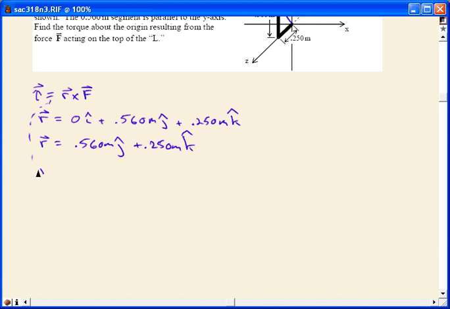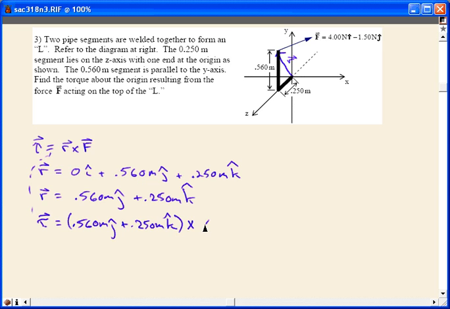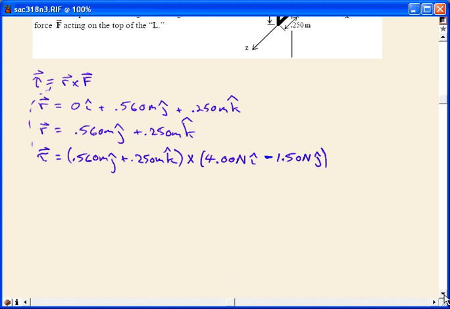And I've got torque tau is equal to this r, 0.560 meters j plus 0.250 meters k hat, of course, crossed into the F vector given as this. Alright, it's just a matter of doing that cross product.